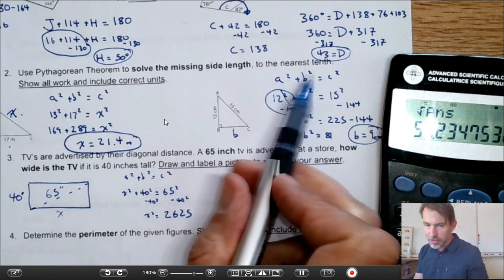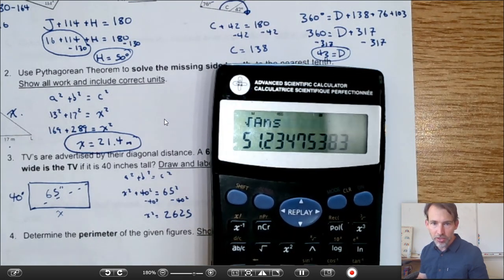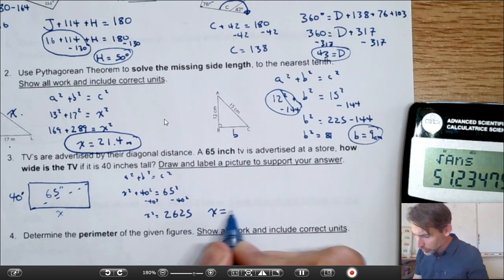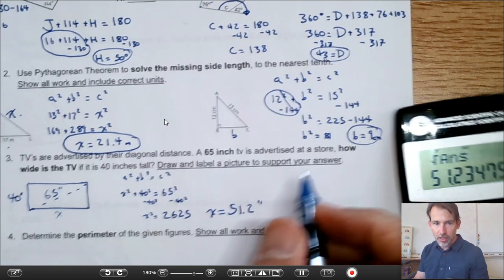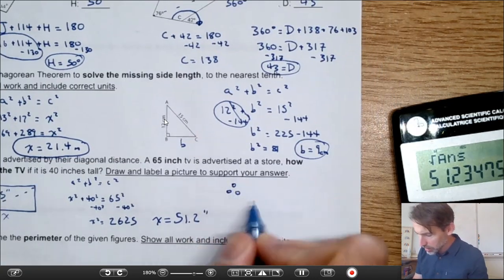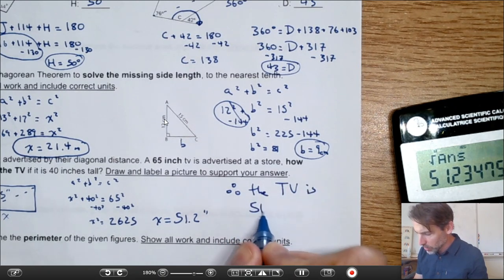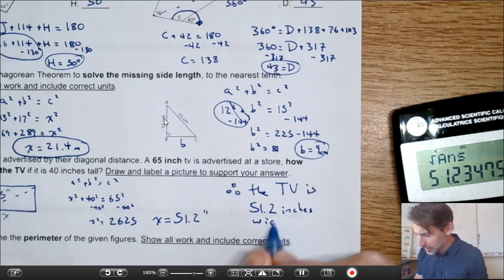Let's round to the nearest tenth because we were asked that up there. So it's 51.2 inches. The 3 rounds down. So x equals 51.2 inches. Therefore, the TV is 51.2 inches wide.